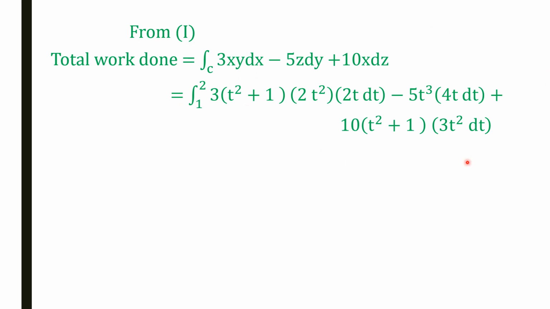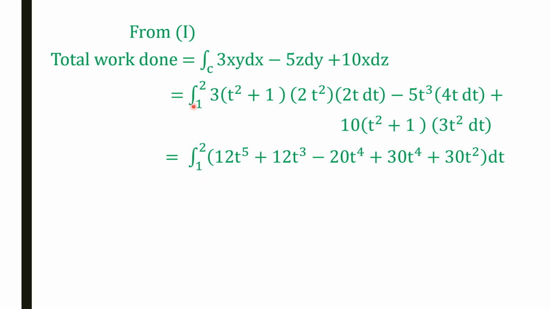Okay, now just solve this, and if we solve that, what I get, integration from 1 to 2. So 3t square, see here, 3 into 2 is 6, into 2 is 12, and t into t square, t cube into t square is t raised to 5, 12 t raised to 5, and 2 into 2 is 4, 4 into 3 is 12. Okay, and t square into t is t cube, 12 t cube, like this. Okay, so all the dt's we take outside the bracket from all three steps. Now here 4 into 5, it is minus 20. Okay, so this is minus 20 t raised to 4.